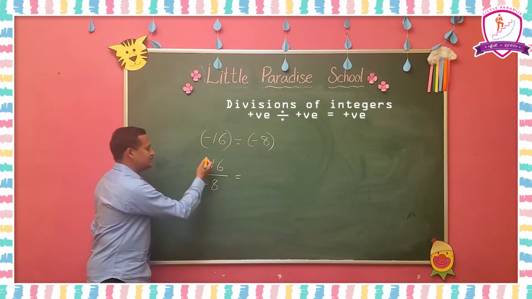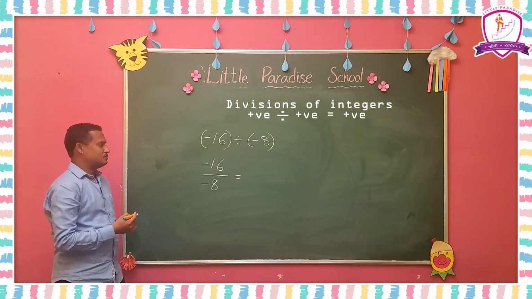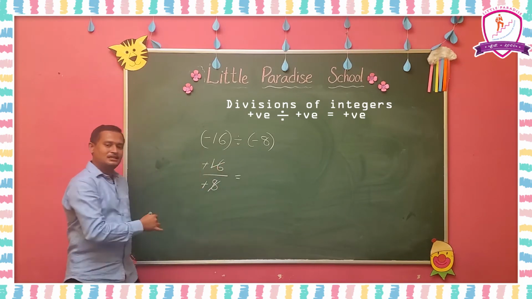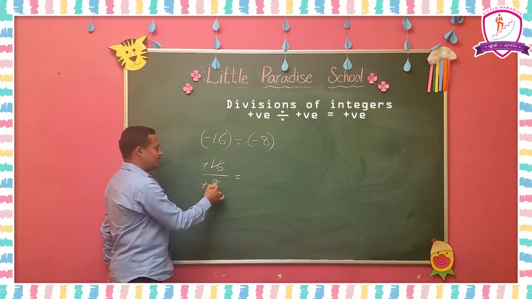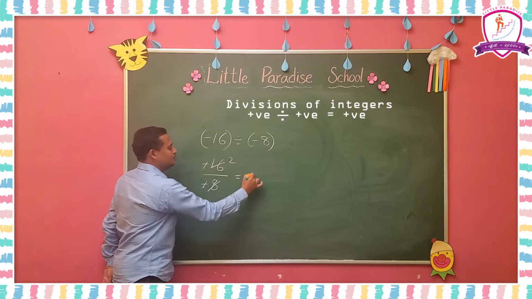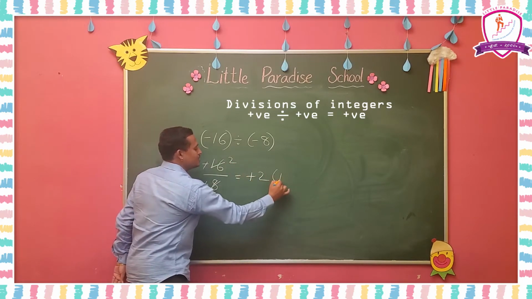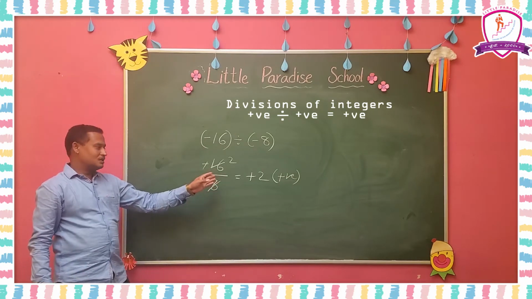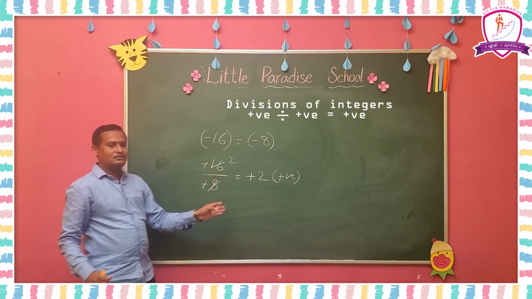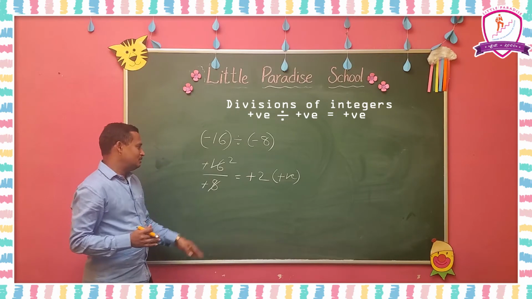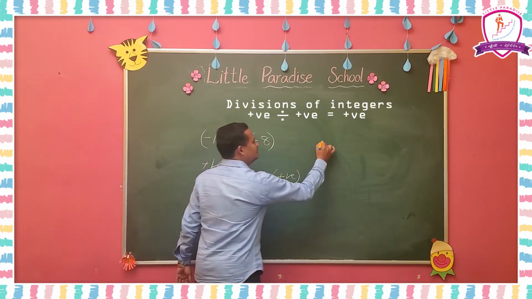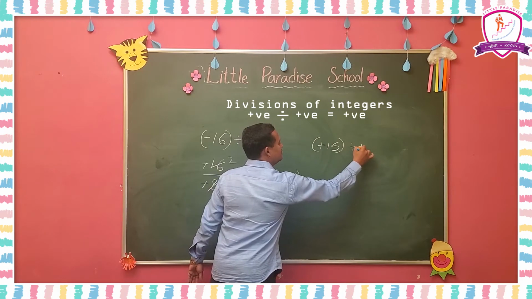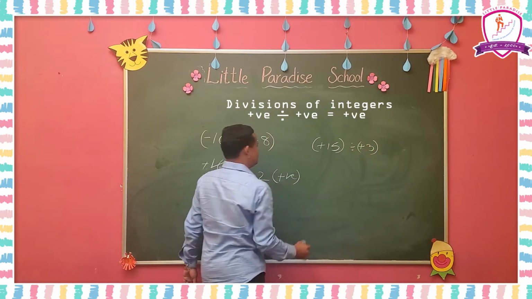Minus divided by minus gives positive. So here we can cancel the minus and minus, and 8 twos are 16. So plus 2, a positive integer, is the answer. When you are dividing positive by positive, you get the answer in the same way. So I am going to take plus 15 divided by plus 3.